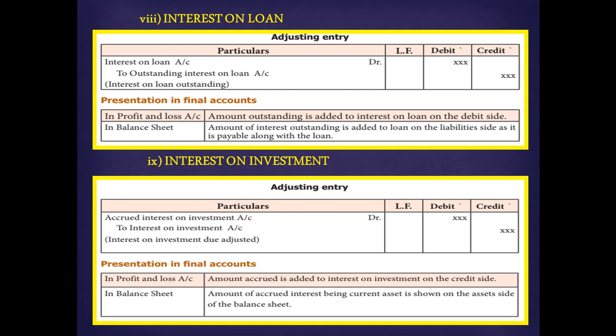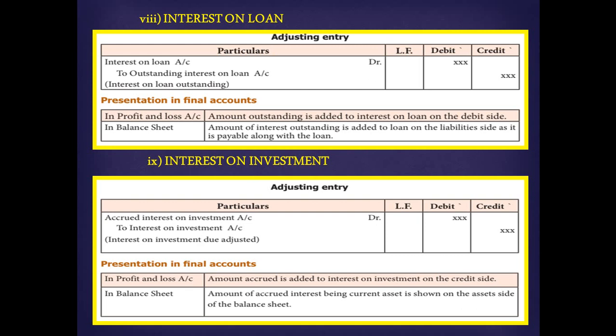Now, interest on investment. In business, entities may have investments in outside securities carrying a specified rate of interest. If interest is due but not yet received, an adjustment is to be made for the same in the accounting record before the preparation of final accounts.